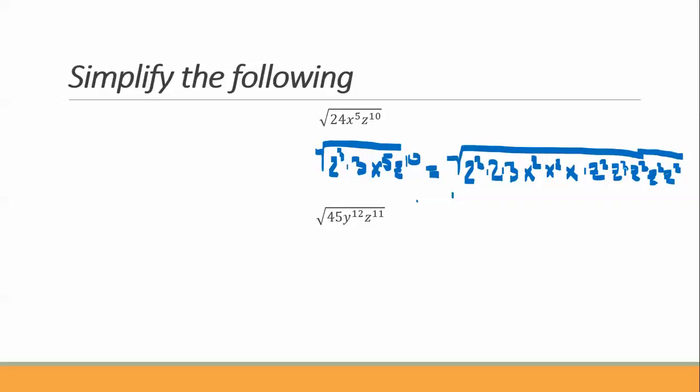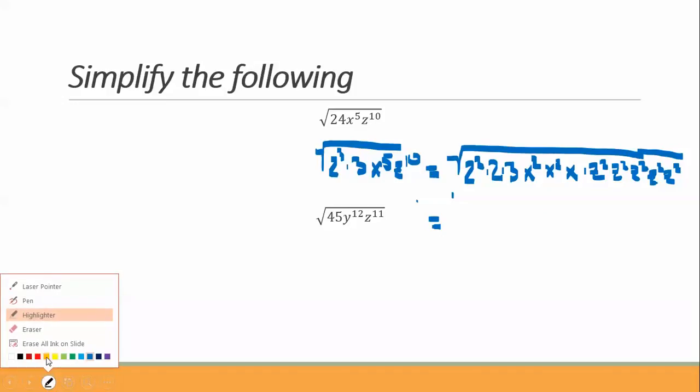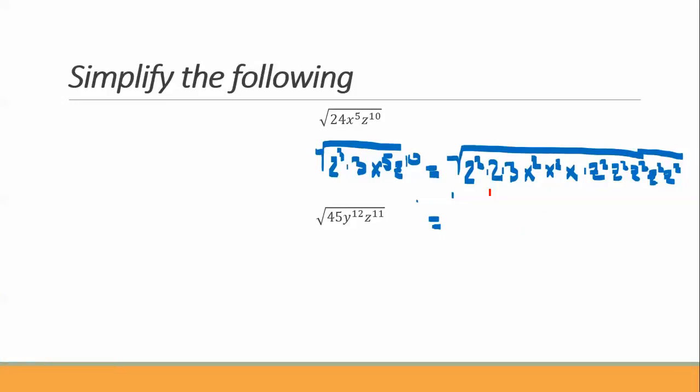So 2, 4, 6, 8, 10. So z squared times itself 5 times is z to the 10th. So now we can take out our perfect squares. Our perfect squares are going to be 2 squared, x squared, x squared, z squared, z squared, z squared, z squared, z squared.